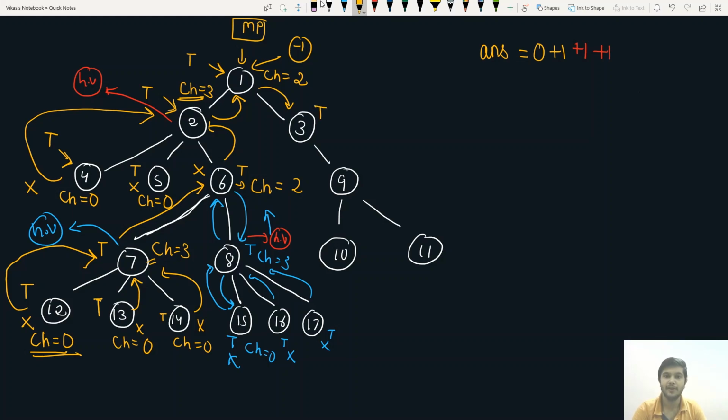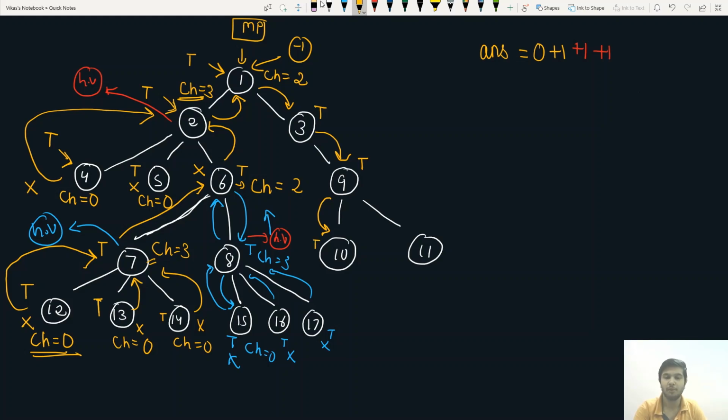Is there any children? Yes, it has. So we are going for the children, that is going to be 9. Now, is there any children for 9? Yes, it has. That is 10 and 11. That means we are going for 10 now.